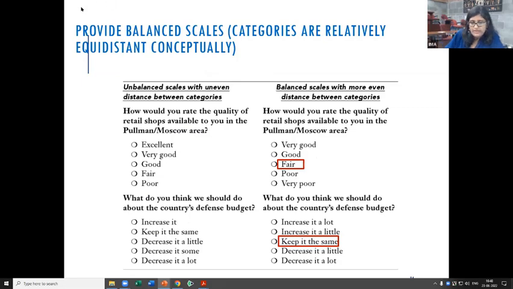Okay, make sure that you give a balanced scale. A balanced scale is where your conceptual 0 is at the center. In the first case, excellent, very good, and good, all 3 are positive attributes. Fair and poor are negative attributes. So now this is not a balanced scale. 3 good and 2 not good. Instead of writing that, fair should be in between. It means neither good nor bad. Similarly, increase it, keep it the same, decrease, decrease, decrease. So this becomes the 0, the second option, not balanced. Keep it the same should be the third option. Always have a balanced scale.